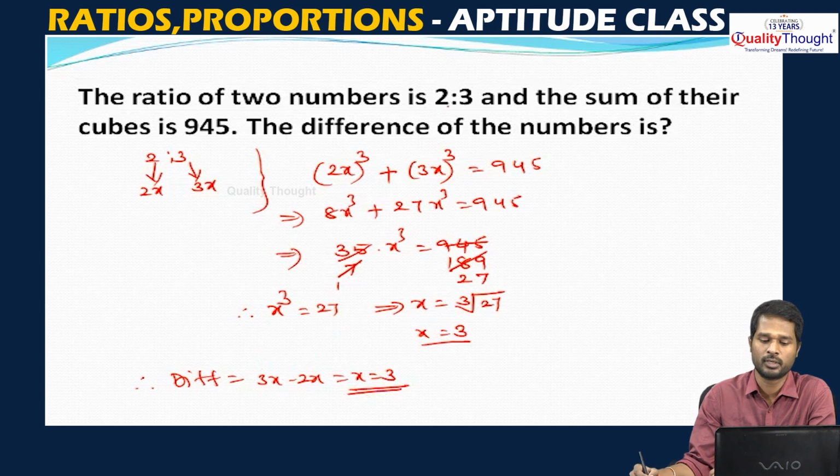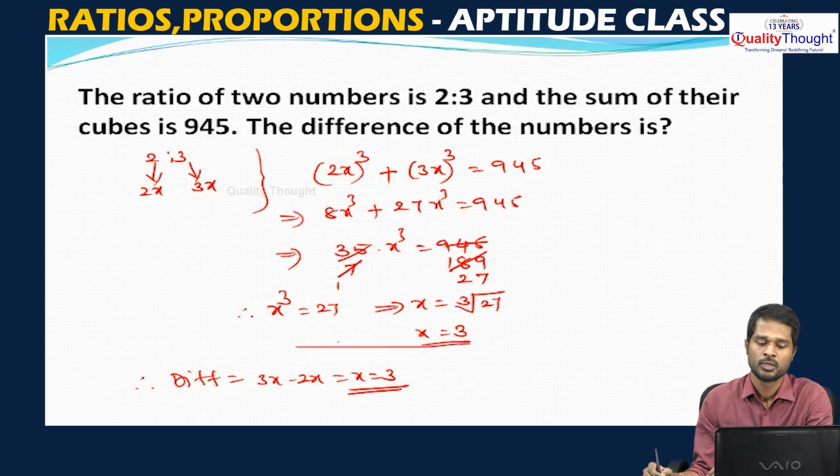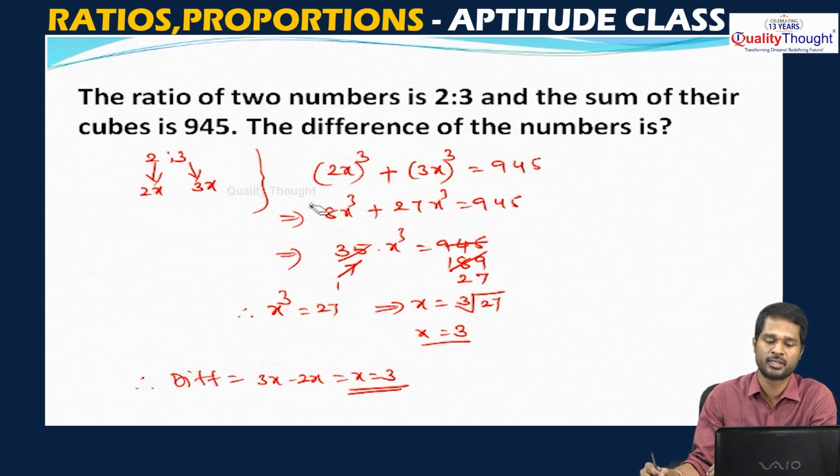So we took 2 is to 3 as 2x and 3x, and we just found the numbers. Sum of their cubes, 2x whole cube plus 3x whole cube is 945. So this is 8x cube plus 27x cube, which is 35x cube, 945. So x cube is 27, x is the cube root of 27, x equals 3. So the difference between the numbers he asked is 3x minus 2x, that is x, which equals 3.